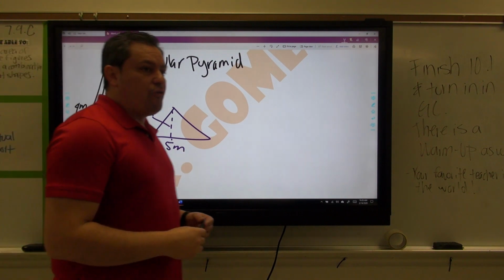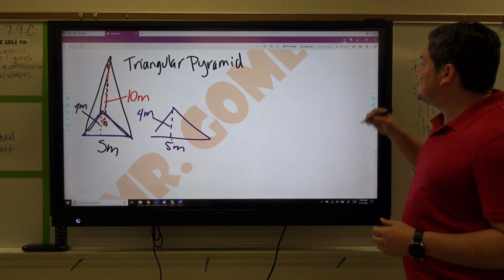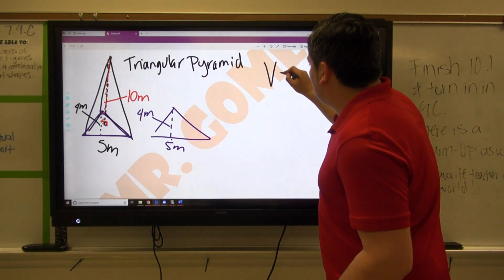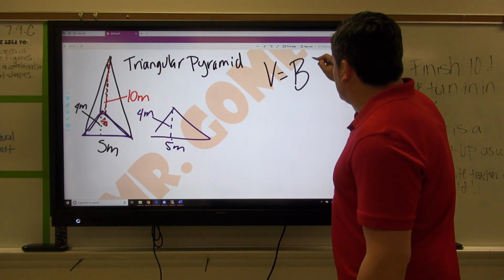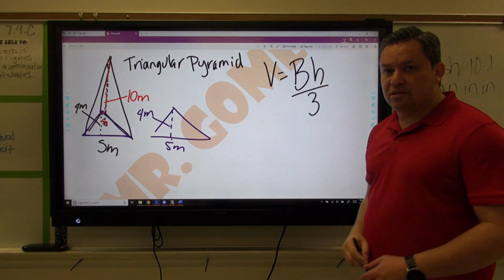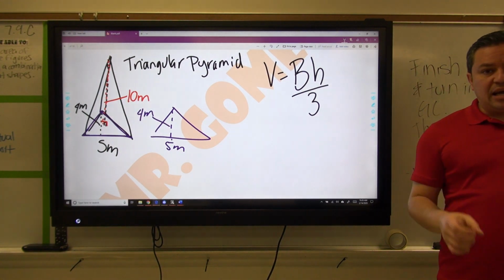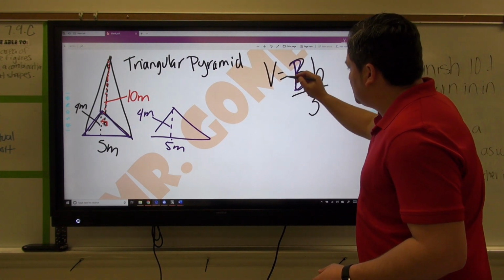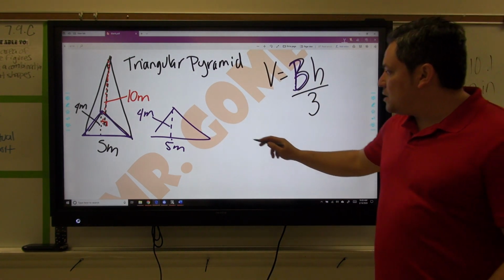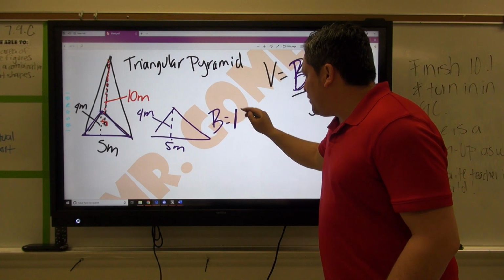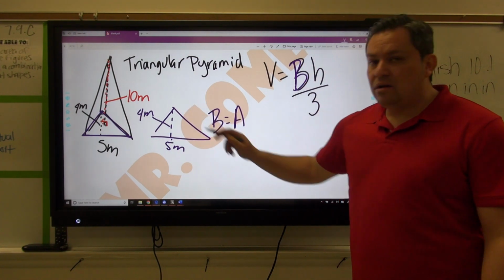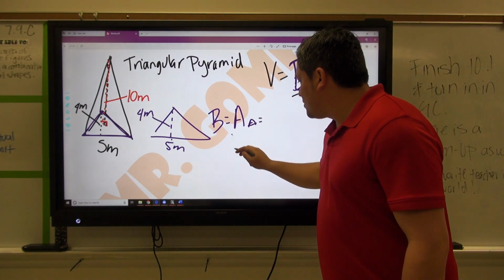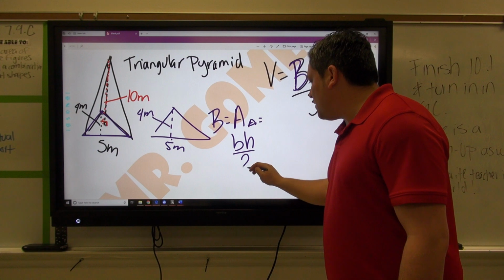Now, the formula for the volume of a pyramid is going to be a little different. Not much, but just a little. Volume equals big B, H, but then you divide by 3. That's the only difference: at the end you divide by 3. So again, big B is purple because that's how I have it. Big B is the area of what? The base. What shape is that? Triangle. And that's going to be base times height divided by 2.